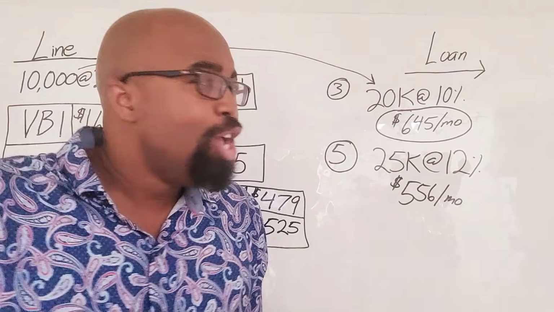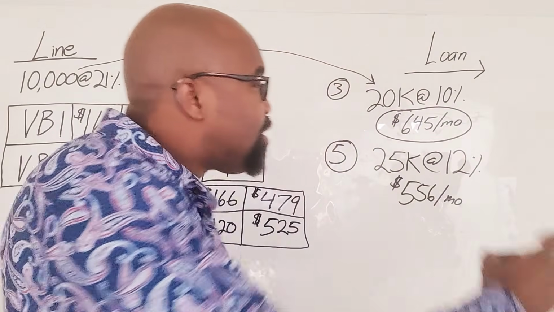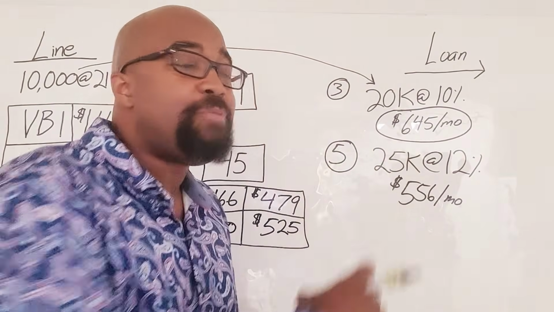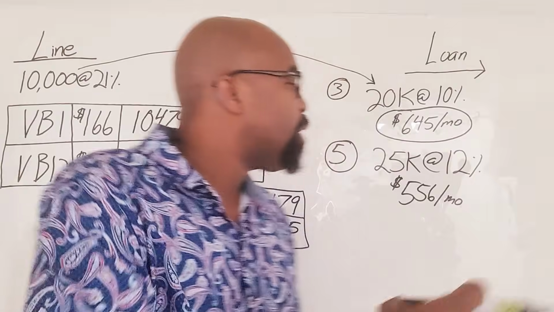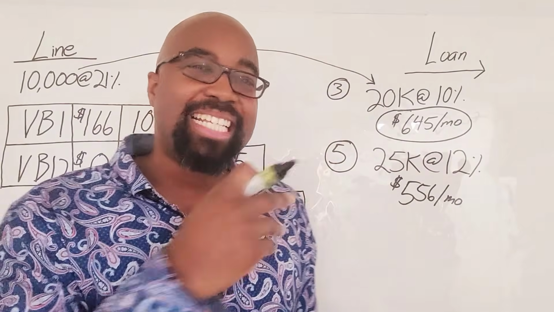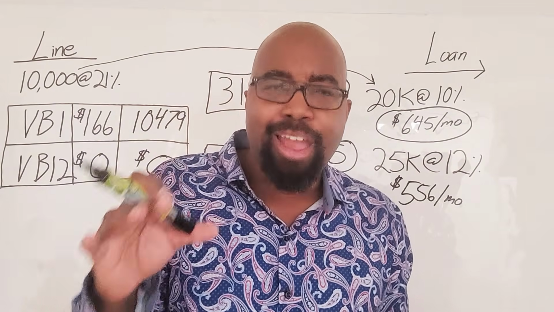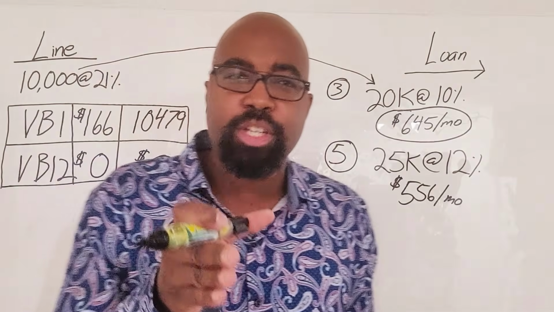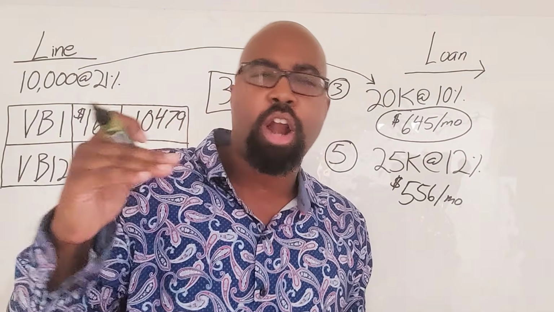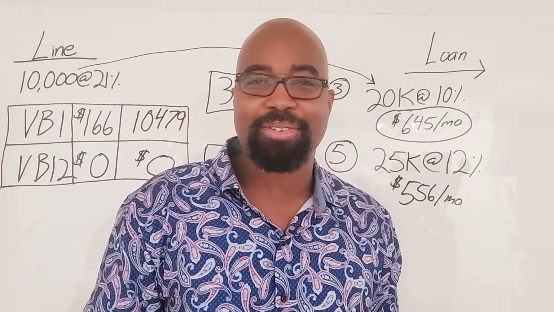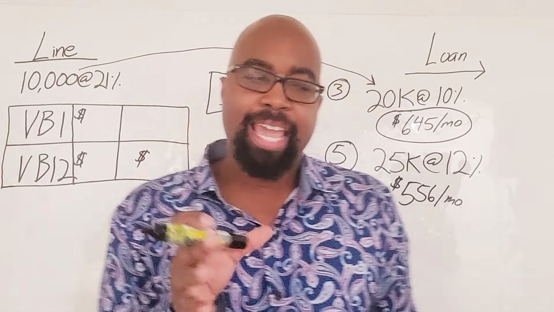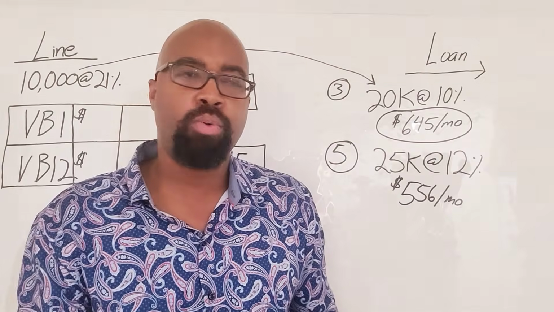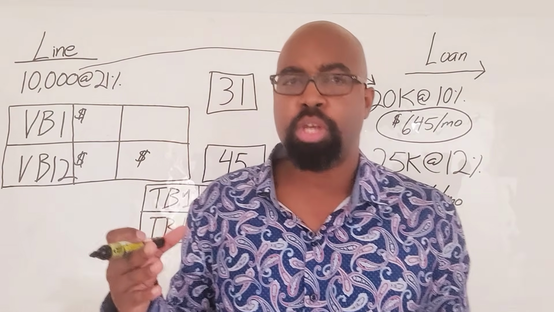Okay, so let's go ahead and get rid, because we still got to get rid of some loans, okay? You got to get rid of this 5-year loan, all right? $25,000 at 12%. We've got $556 each and every month that we're paying. So let's go ahead and do that one just to show you the power of velocity banking.